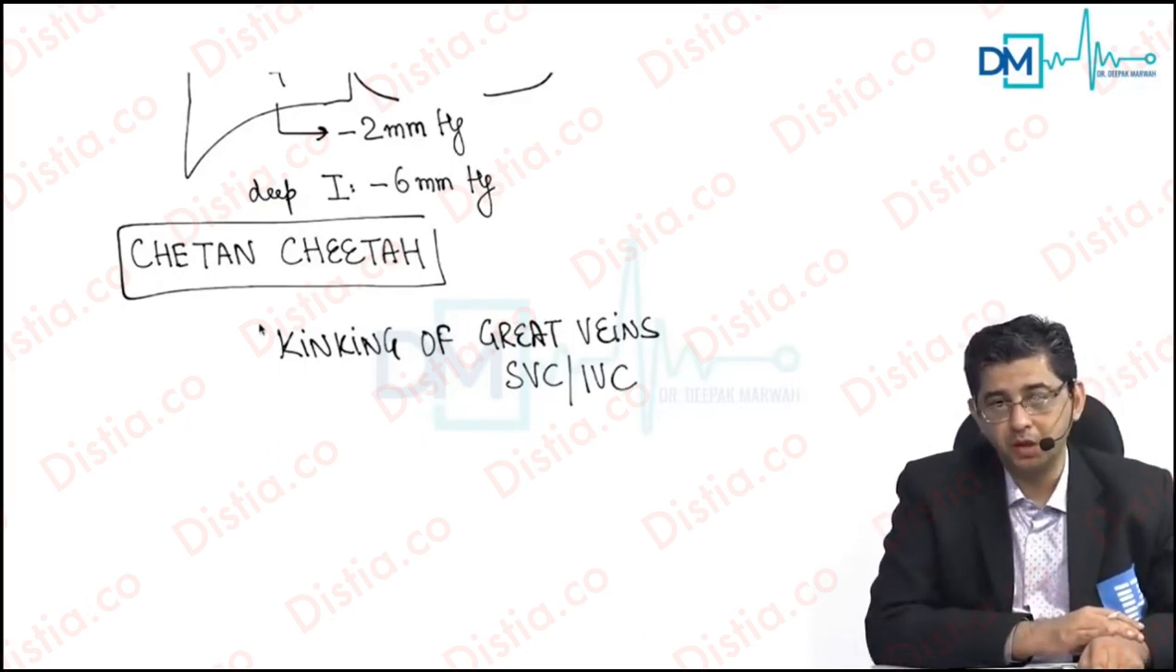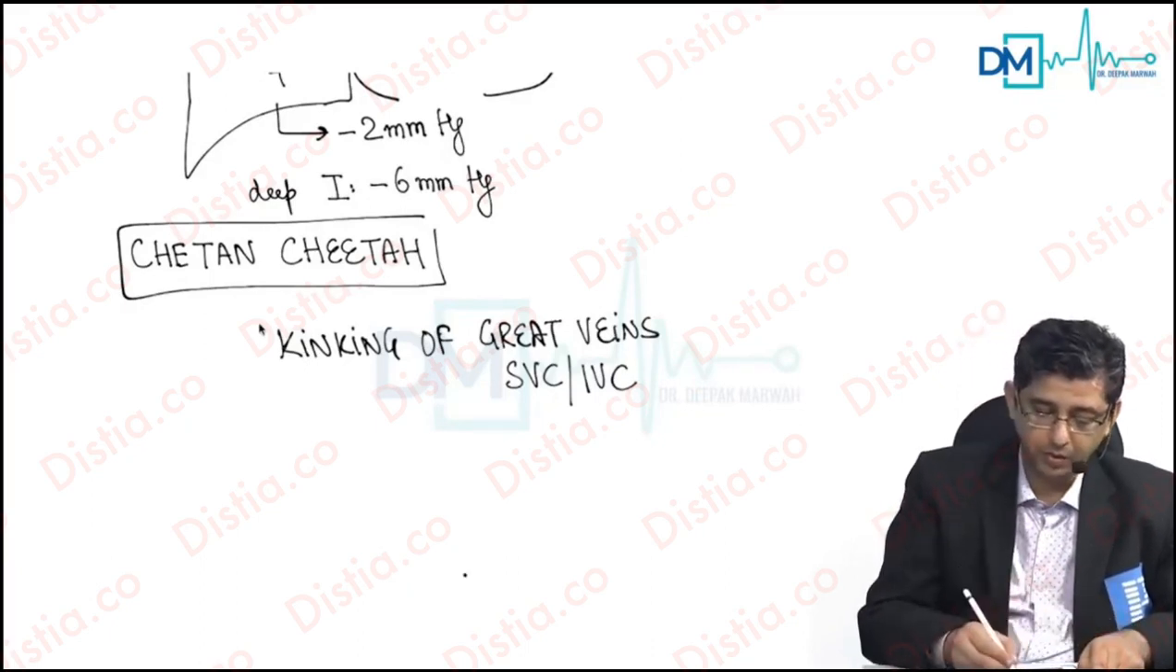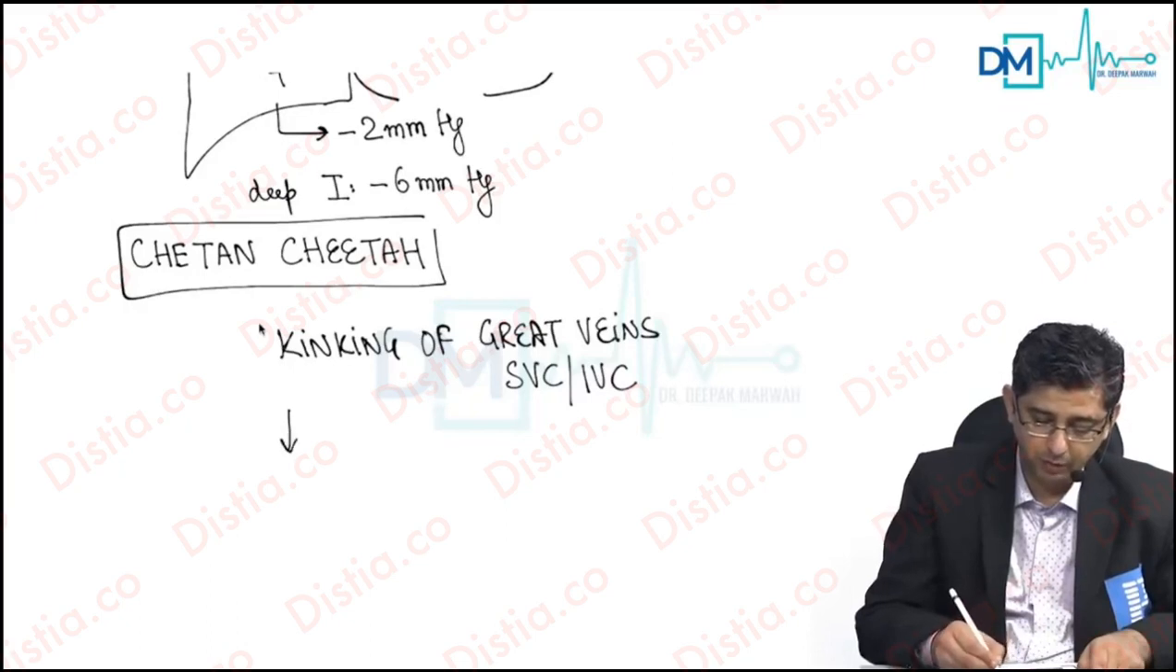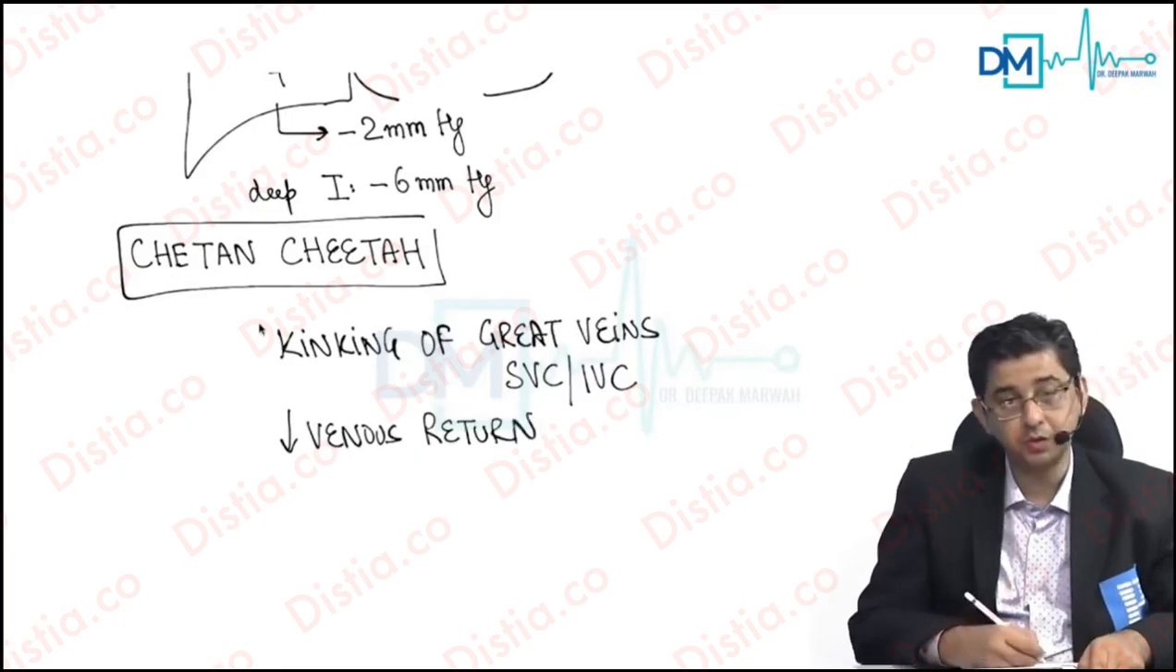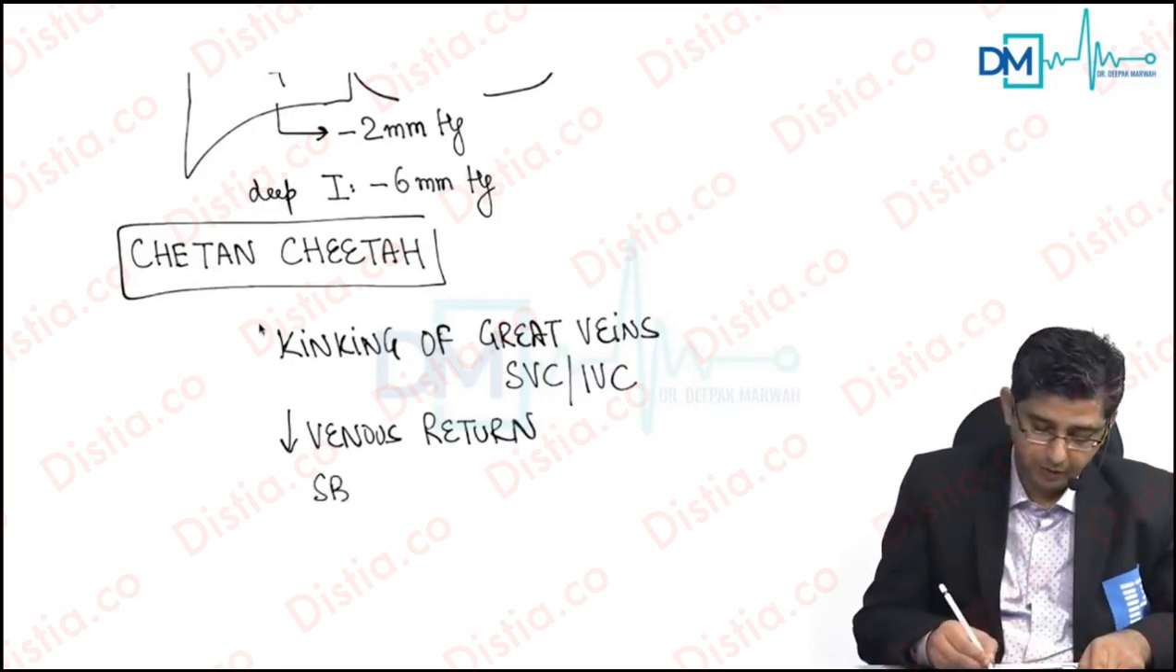So because there is kinking of the great veins, the SVC (superior vena cava) and IVC (inferior vena cava), in this patient the venous return will almost decrease to zero. And if the venous return to the right side of the heart becomes almost zero, the blood pressure of the patient will also fall.